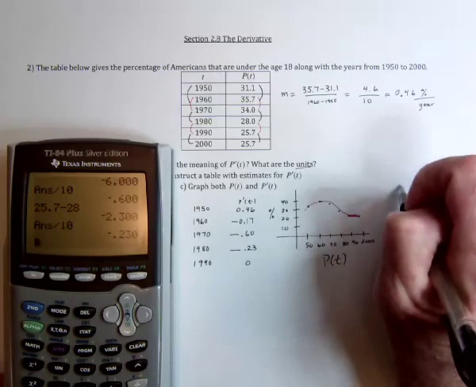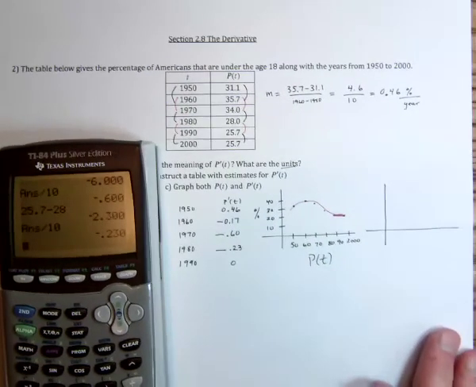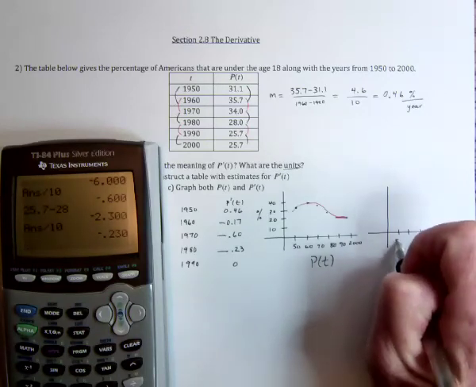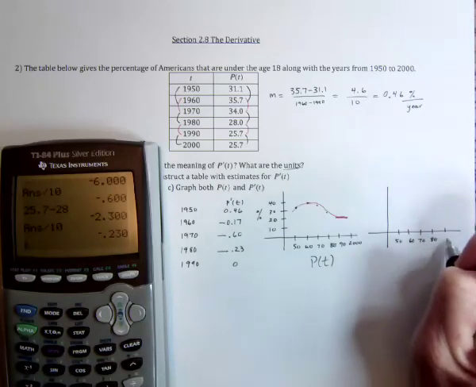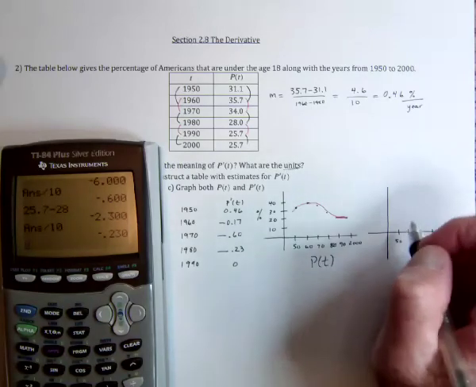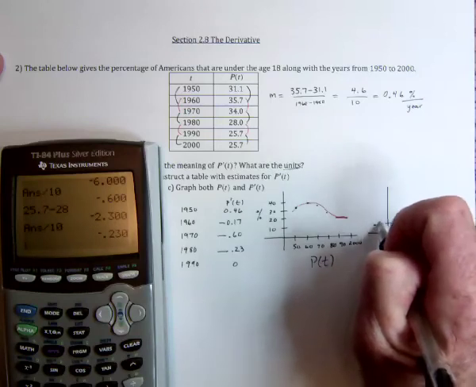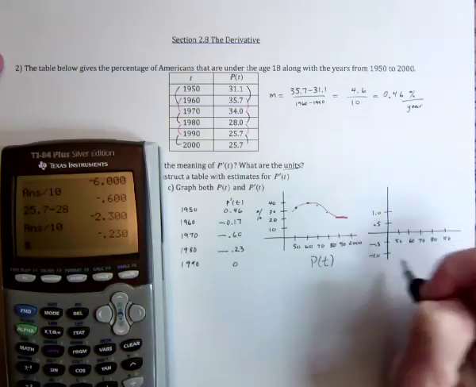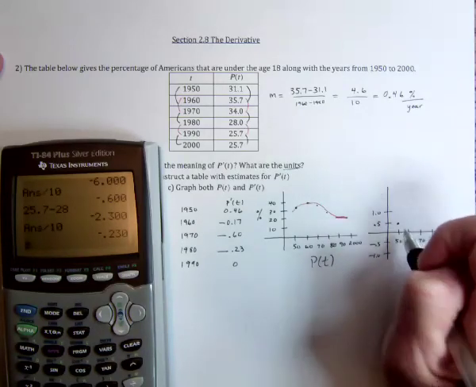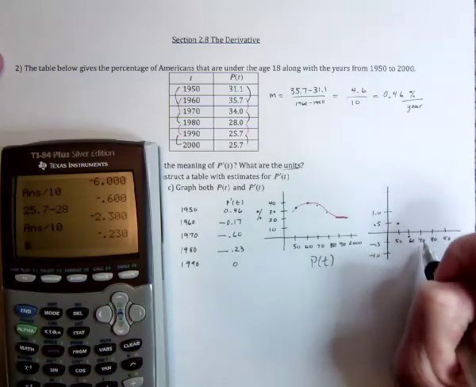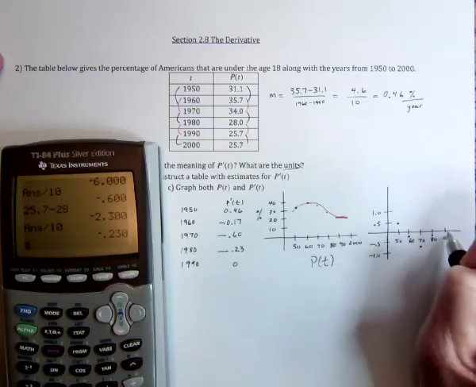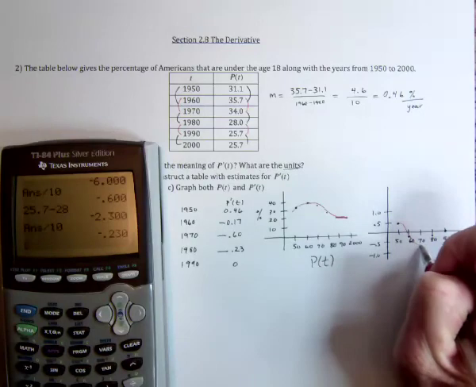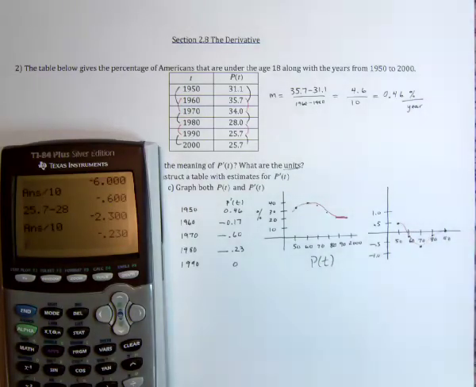So that's the P. And now for the derivative, the 50s, 60s, 70s, 80s, 90s. For that one we don't have the 2000s. And for this one we're going to need some positives and negatives. So let's say that this is 0.5, and that's a 1.0, negative 0.5, and negative 1.0. So in the 50s, it was at 0.46, and then negative 0.17, and negative 0.6, a negative 0.25, and a 0. And so this one would have looked sort of like cosine. Graph both of them, and that's it.